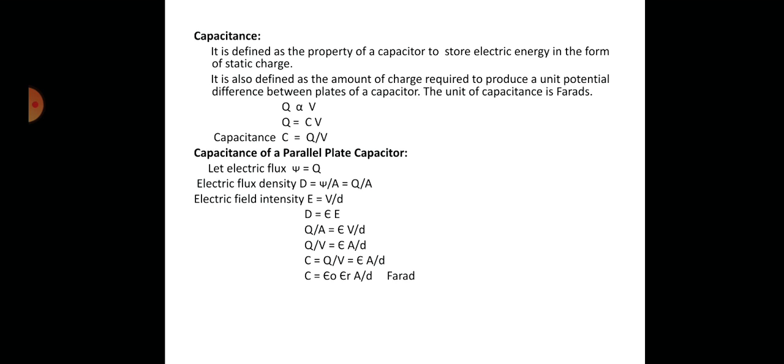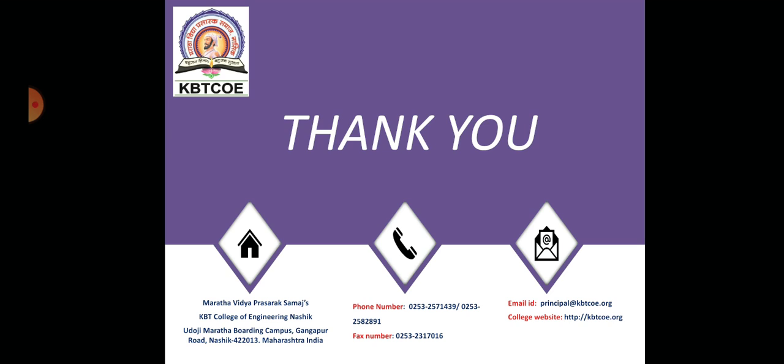Putting epsilon as epsilon 0 epsilon r, C equals epsilon 0 epsilon r A upon D. So this is the expression for capacitance, where A is the area of cross section and D is the thickness of the dielectric medium. The capacitance is measured in farad. So this is the general concept related to the electric field. Thank you.